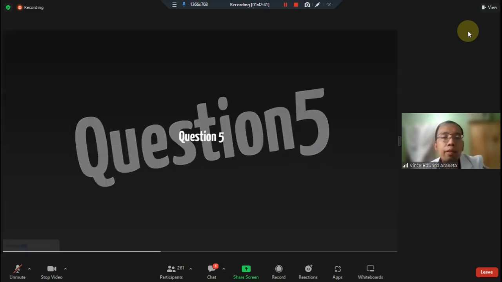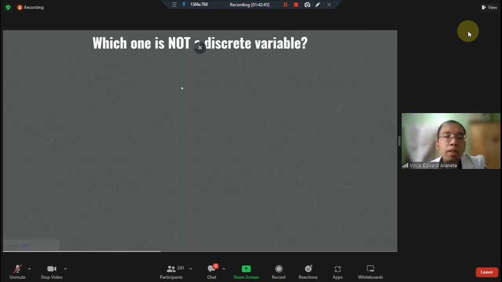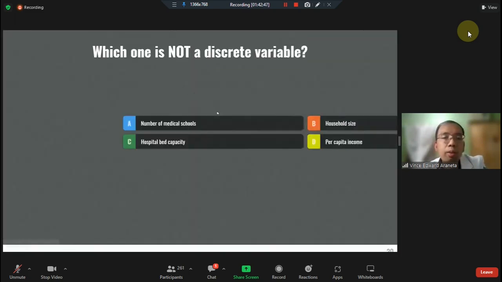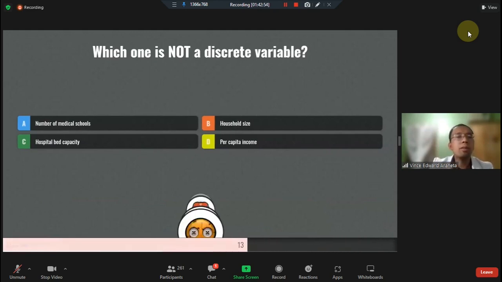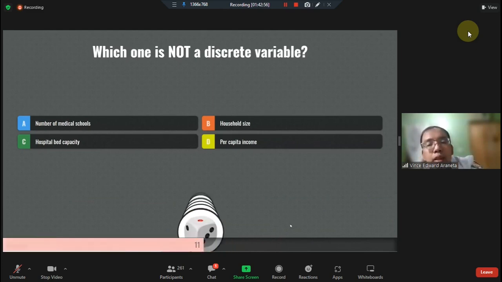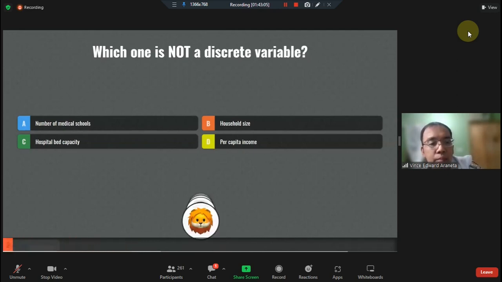Next question, 5. Which is not a discrete variable? A, number of medical schools, B, household size, C, hospital bed capacity, D, per capita income. Also another example where you can analyze a question even if you have not studied about it. This is another example of a question where you can analyze the choices.